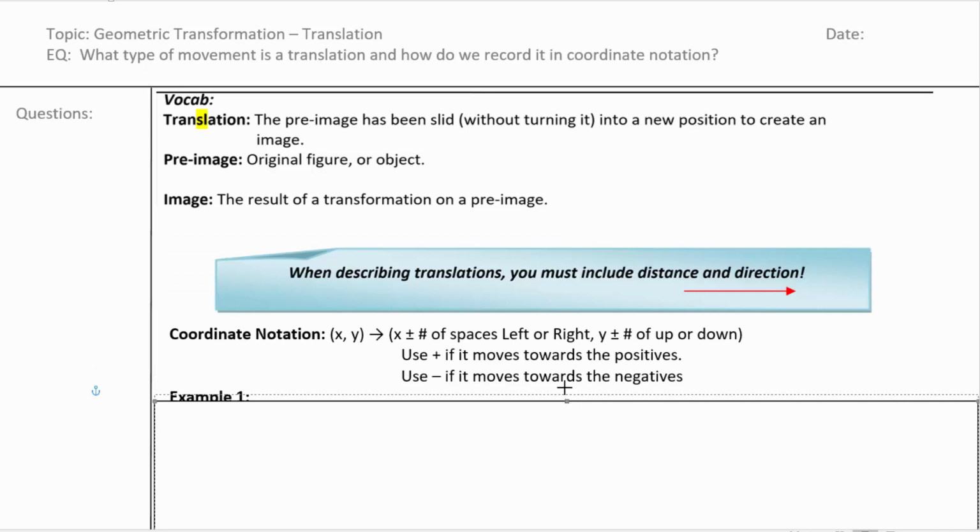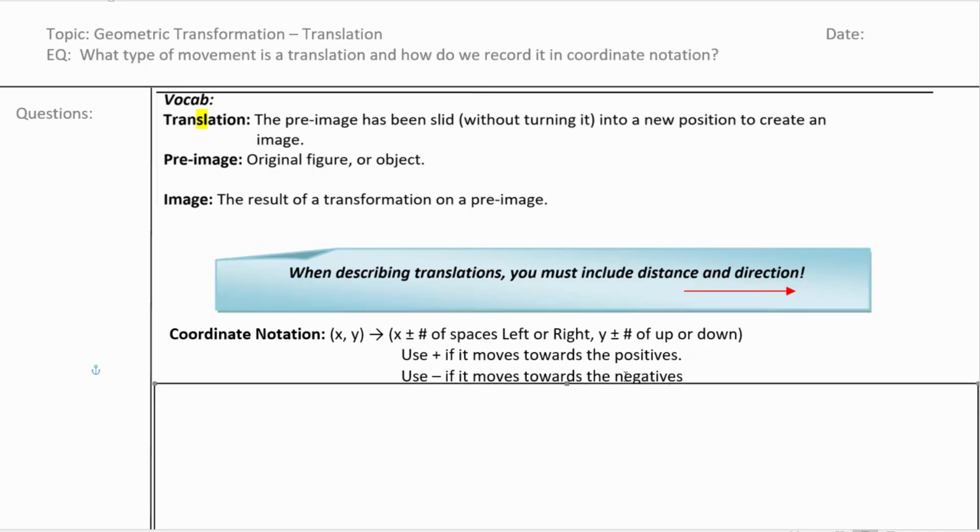Some important things to note when we're talking about translations is that you must include the distance and direction. So we oftentimes will see arrows drawn onto the figures or onto the graph, and that is called a vector. We're going to use coordinate notation to describe the movement. So the first set of x and y coordinates will be where is that point on the figure originally, and then we're going to describe how it moves.